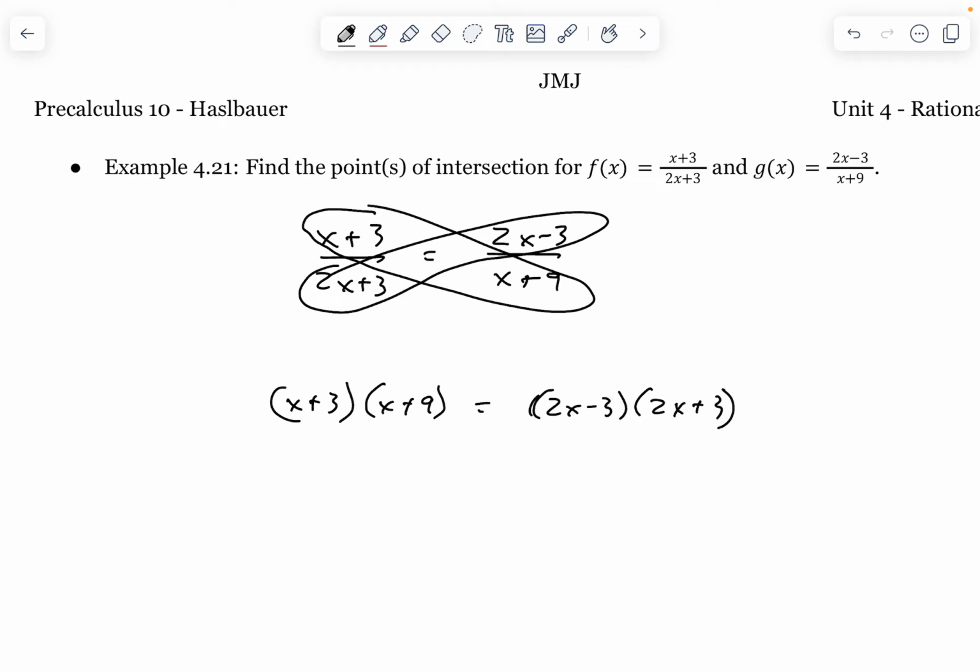I'm going to FOIL to get the quadratics, right? I want to see how this all comes together, and then I want to set it equal to 0 to solve. So this is going to come out to x squared plus 12x plus 27. And this is going to come out to 4x squared minus 9. And so I FOILed, I got this.